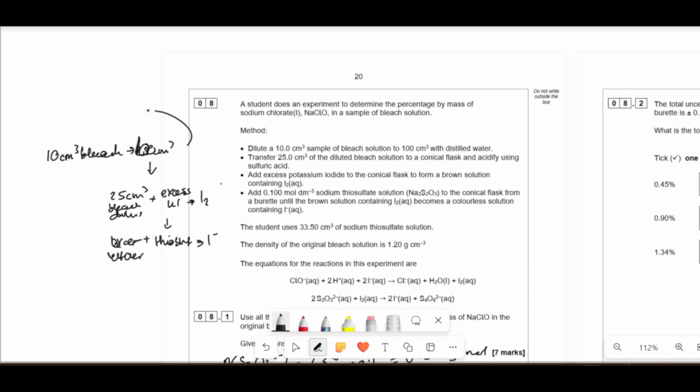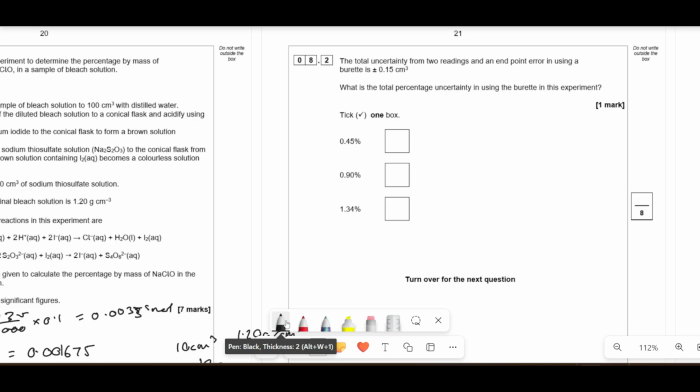Whoops, I don't know why I wrote 250 there to begin with. I'm going to go back retrospectively and change that to 100. The total uncertainty for this is 0.15. So percentage uncertainty is your uncertainty over the value that you measured.